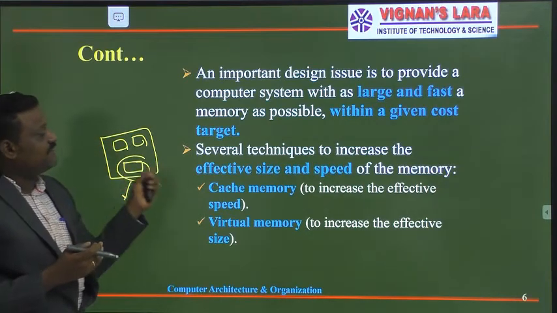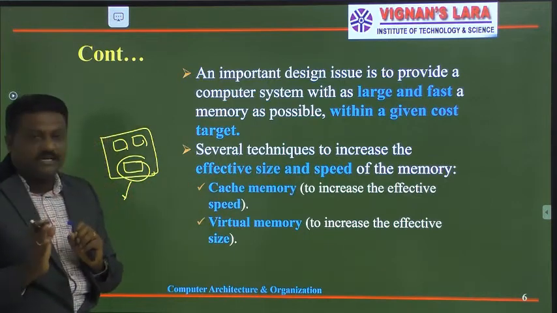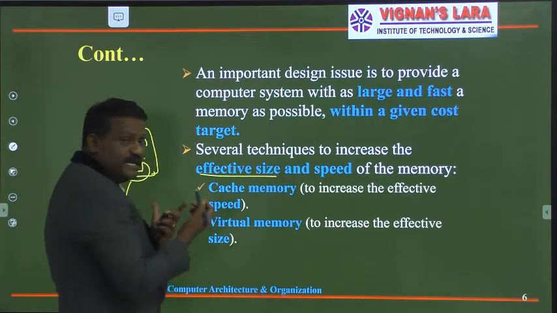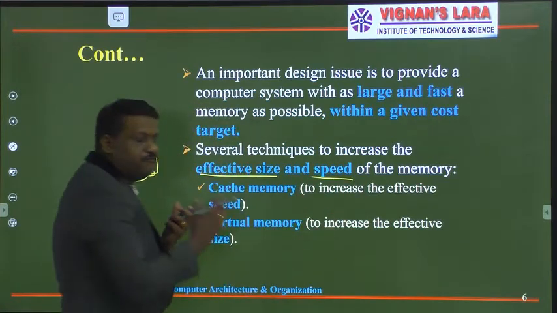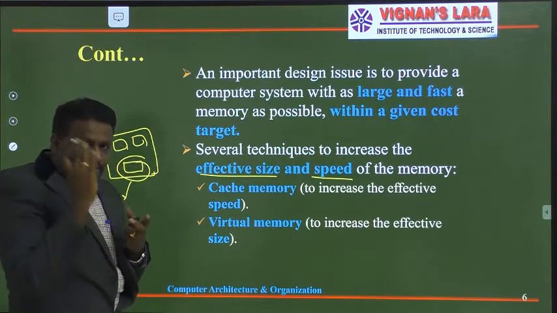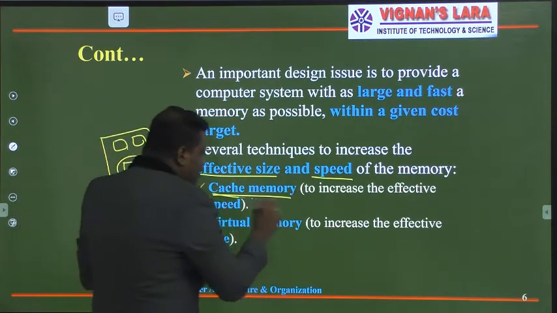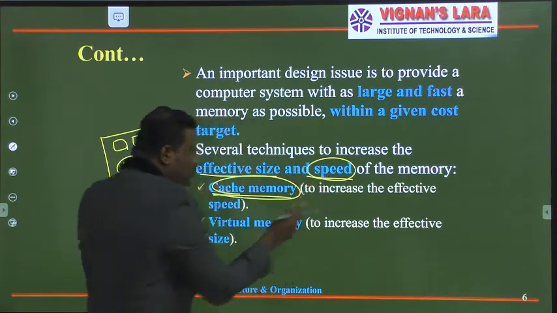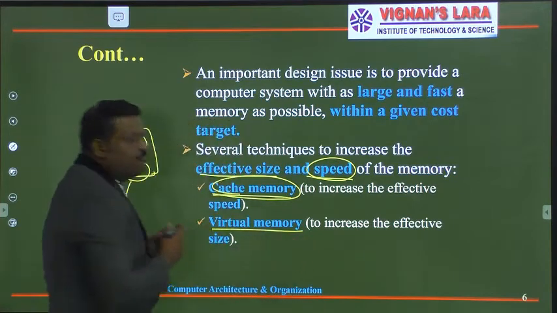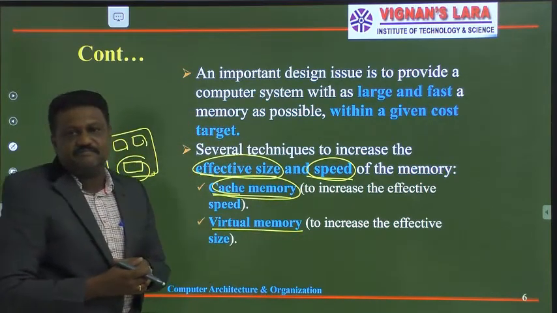Right. There are several techniques to increase the effective size and speed of the memory. Here we have to increase the size as well as the speed. For that we are using different techniques. In that we are focusing on two. One is cache memory. By using this cache memory, no doubt the speed of operation of the system increases. And second, by using virtual memory, the effective size of the memory increases.